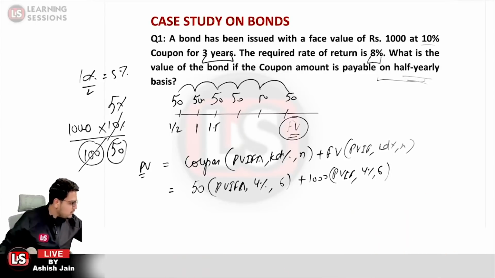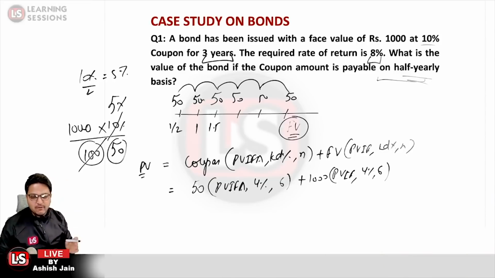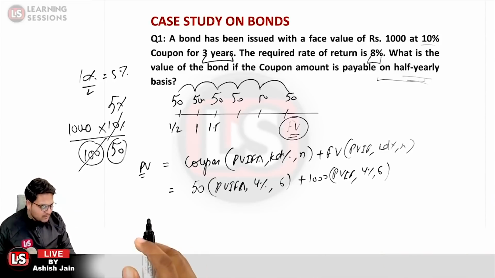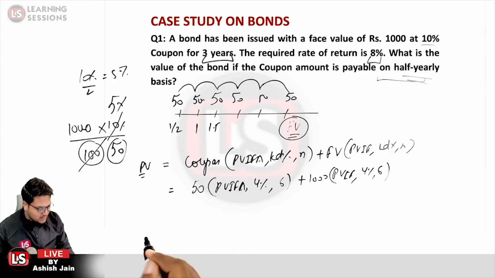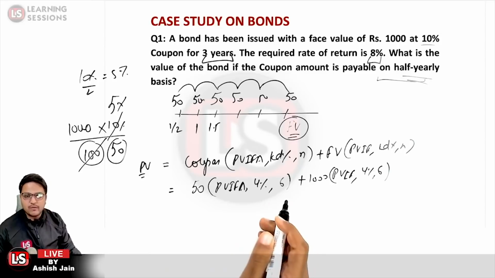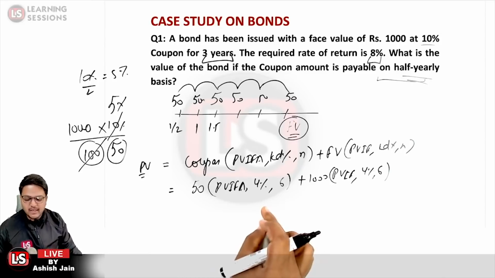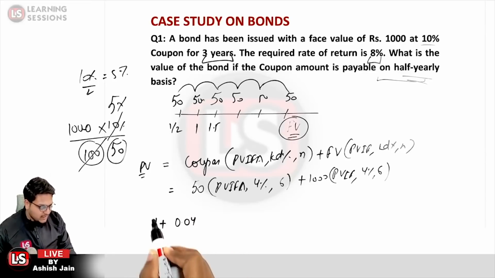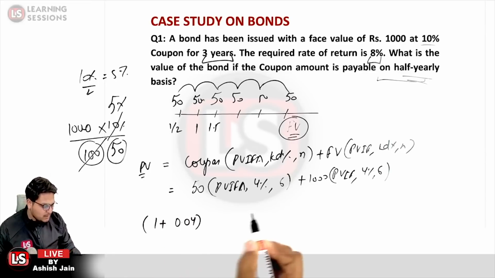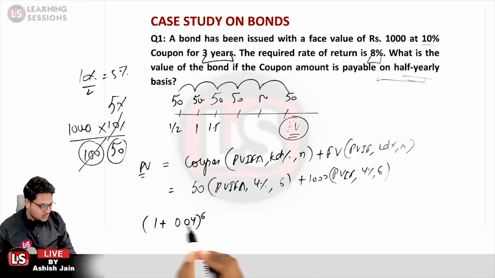Now we need to calculate the value of PVIF and PVIFA. What is the methodology? First of all, convert the required rate of return, the discount rate, to the decimal value. So it is 0.04. Adding 1 to it, it will be raised to the power 6, which you need to calculate, divided by 1.